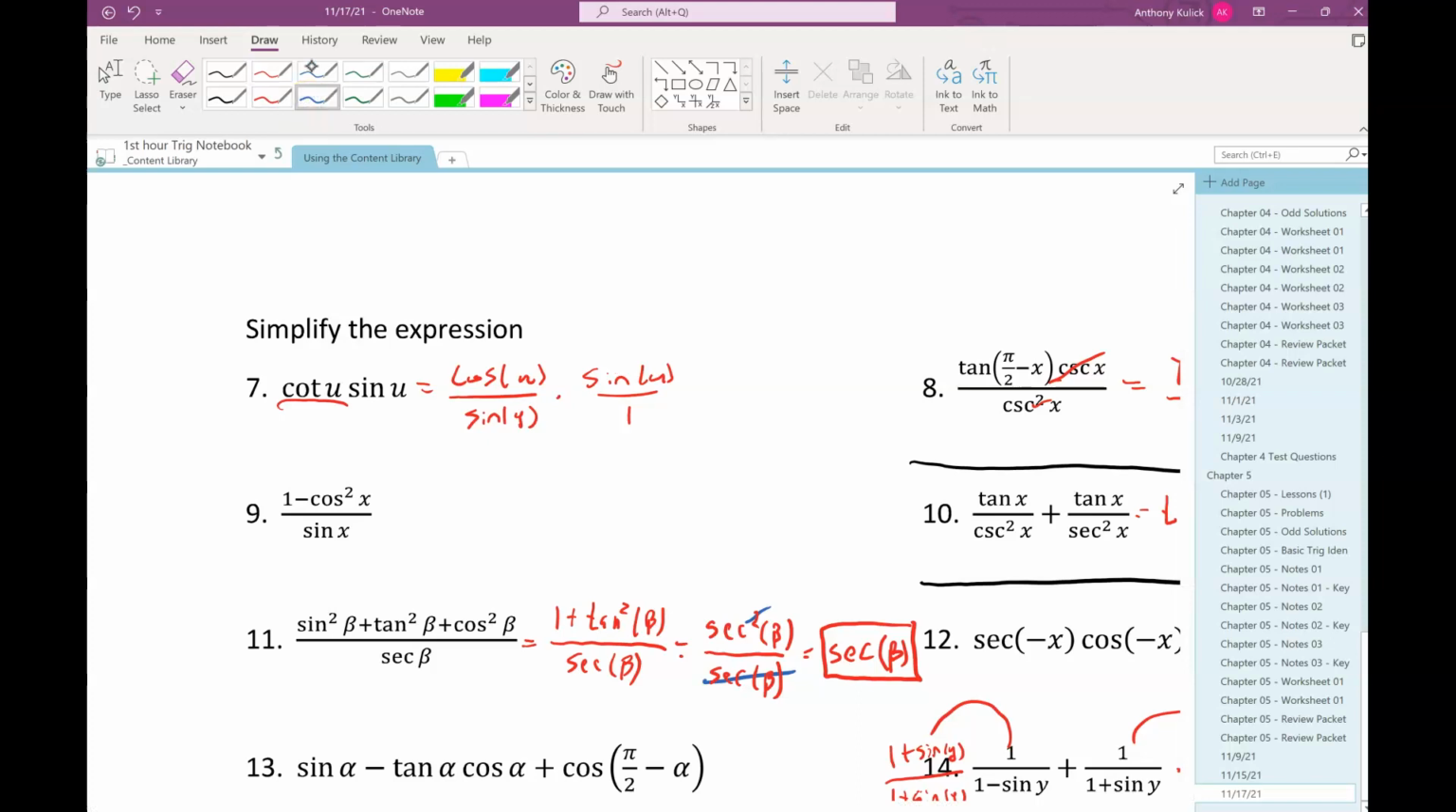Okay. If I have 2 fractions that are multiplied together, I can reduce across that multiplication symbol. So the sine u's can cancel. And then we're left with just cosine u over 1, or just cosine u. And we're done.